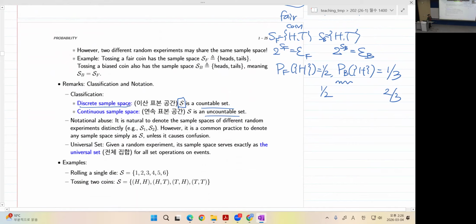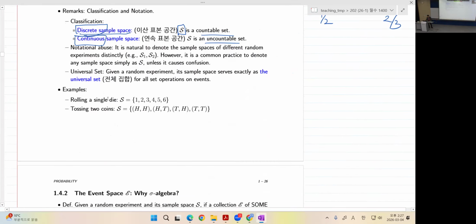And depending on whether the sample space is a countable set or an uncountable set, we call the sample space as discrete and continuous. This is a little bit similar to our signal systems terminology, like discrete time signal and continuous time signal, where discrete time usually means every possible time instance mapped to an integer, which is a set of countably infinite number of elements. And continuous time means t is a member of the real line and the set is uncountable. So very similar.